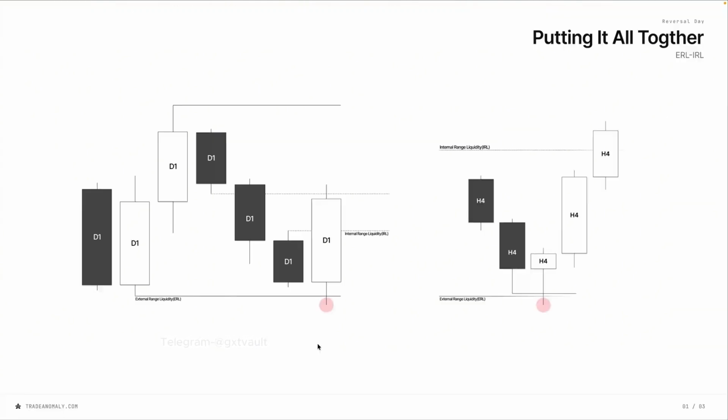Now let's go over an example of a reversal day using ERL to IRL. This is where the daily candle engages ERL, and we're looking for that to turn into a reversal day to target IRL. The low of the day, again, confirmed by a 4-hour swing, aligning expansion candles in the same direction.